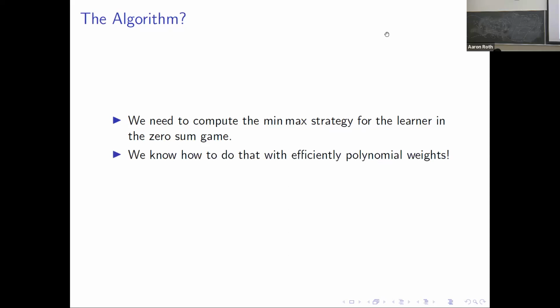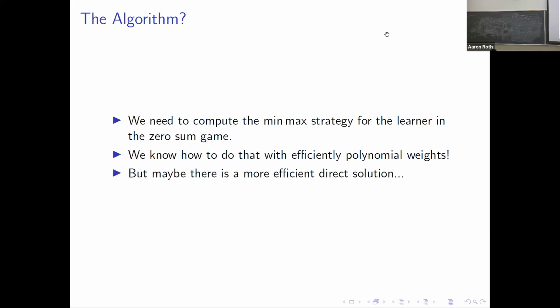Now we know how to do that because we've taken 4,120. In particular, it's not a very big game. The adversary only has 2 actions, and the learner has m actions, but m doesn't have to be that big. It's like t rounds. And so if we wanted to, we could just solve this with polynomial weights. We know how to compute equilibria in zero-sum games.